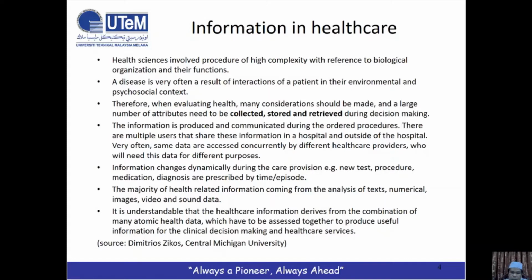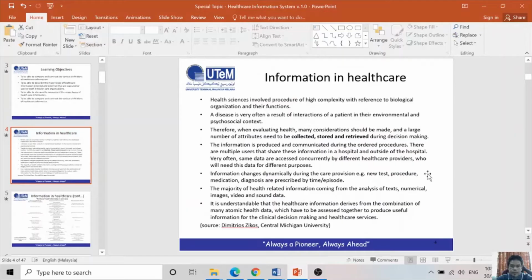I hope you understand what information in healthcare is. In short, information in healthcare comes from two sources, administrative and clinical. Just now we discussed information in healthcare, and healthcare information comes from two main sources, like I said, from administration and also the clinical department. So we have already discussed the information in healthcare quite lengthily.